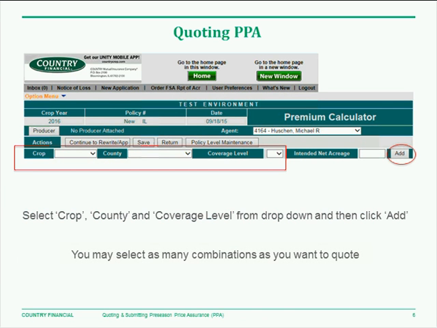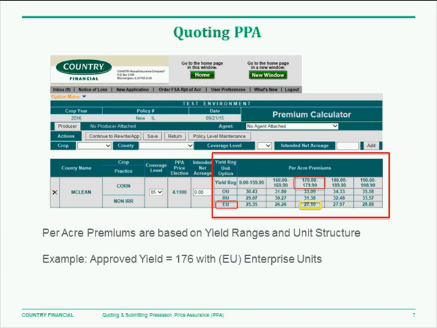Now for quoting, you will select crop, county, and the coverage level from the drop-downs and then click the Add button to the far right. You'll see once you get in here and practice on it, you can select as many combinations as you want to quote. So I first selected McLean County corn at the 85 level and hit Add, and your quote comes up.